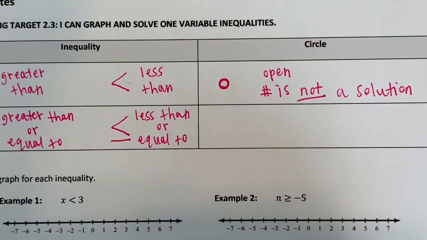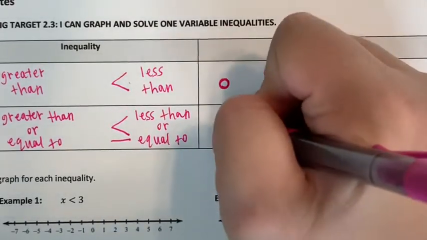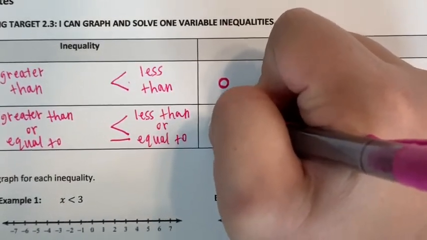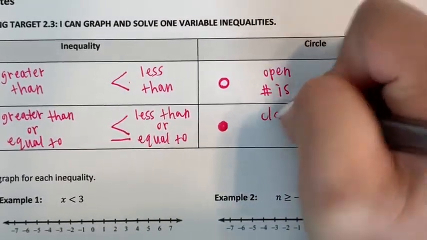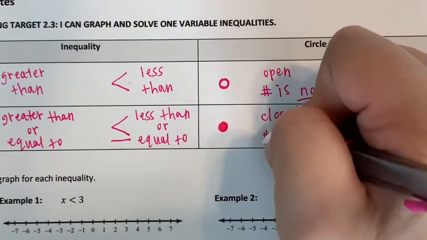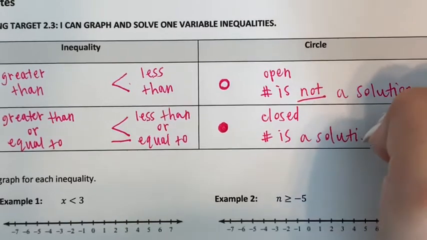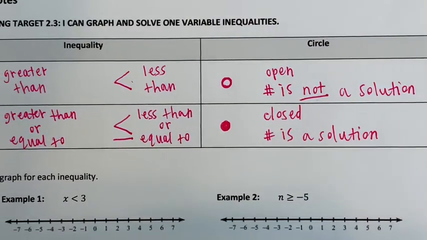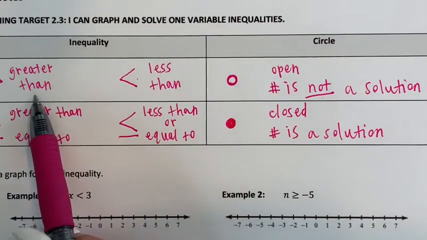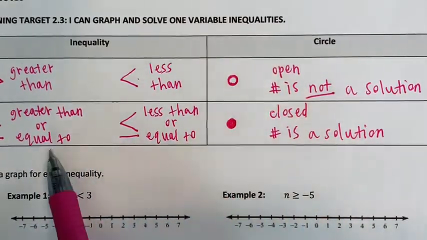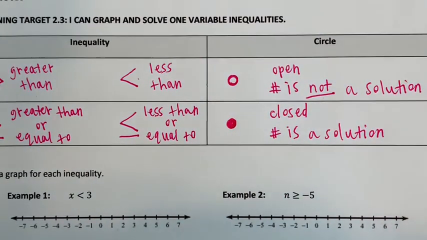solution set. Versus when you have the or equal to bar underneath your inequality sign, it is now a closed circle. So fill in your circle. It is now closed, and the number that the closed circle is on is a solution. The number is a solution. This is just a helpful way to visualize the 2 different inequality signs that have an open circle and the 2 different inequality signs that have a closed circle. And we'll see what it looks like now with some examples.